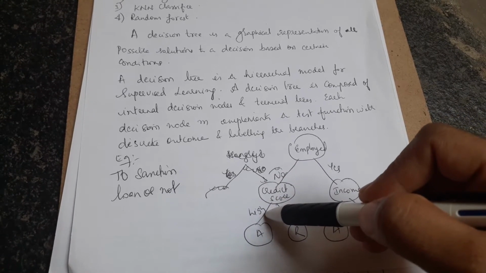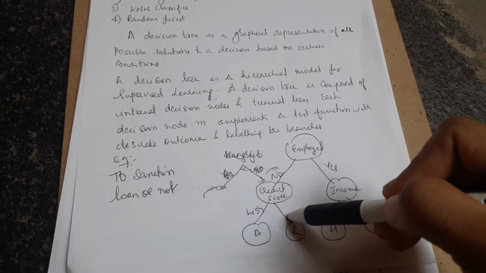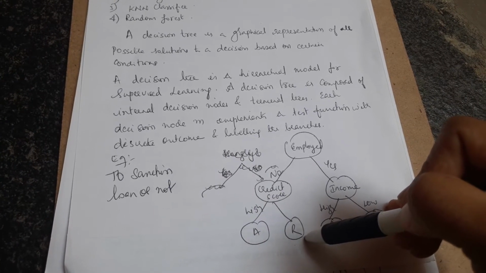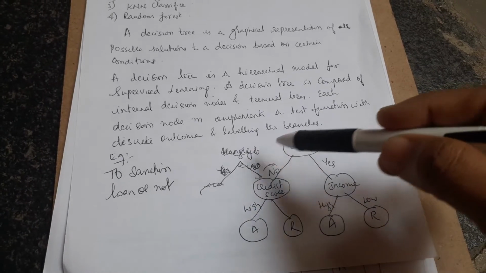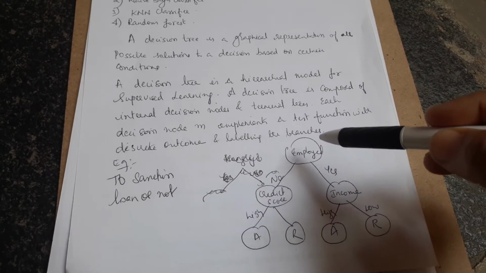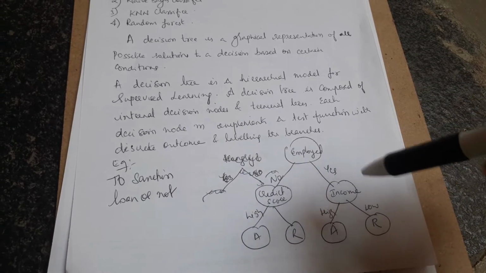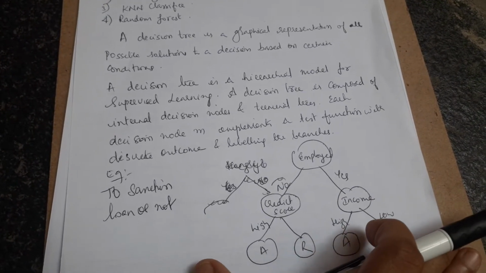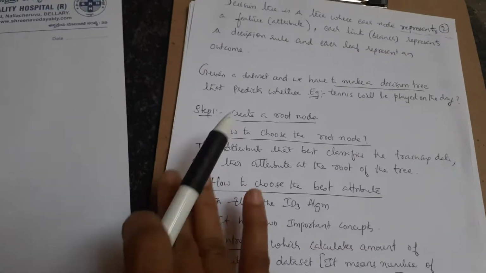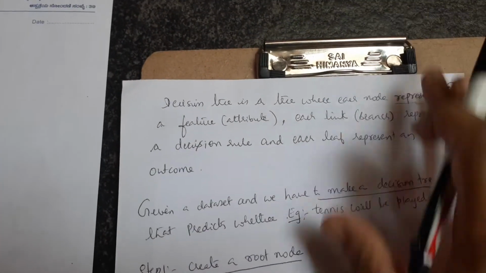If it is high, then allow. Otherwise, reject. So for such examples, where the information is represented in the form of a hierarchy, we go for decision trees for classification. Mainly, decision trees are used for classification. Let us see in detail.